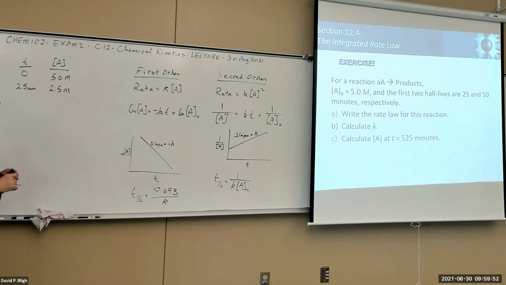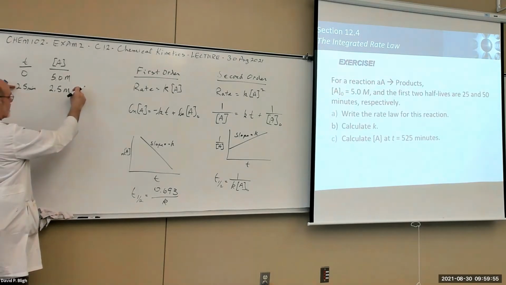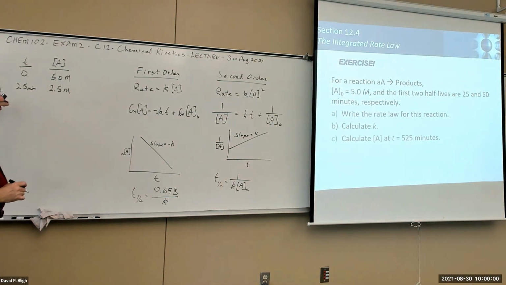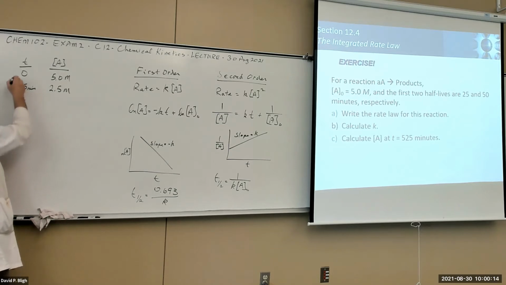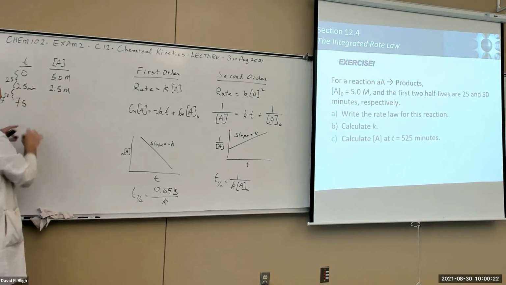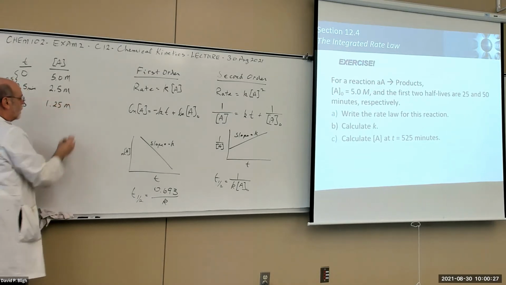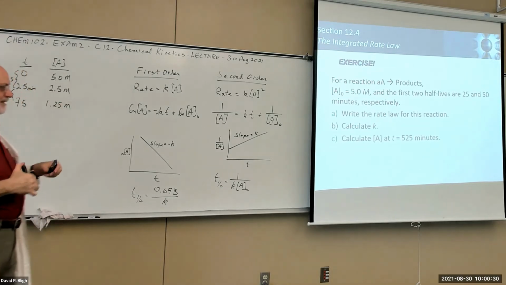Right, and then the second half-life starts, this is the A0 now, and we're going another, and the first two half-lives are 25 and 50. So what's the absolute time from 0? 50 plus 25 is 75, correct? So this half-life is 25, and this half-life is 50. So at this half-life, you're going to have half of that, 1.25 molar. Okay?